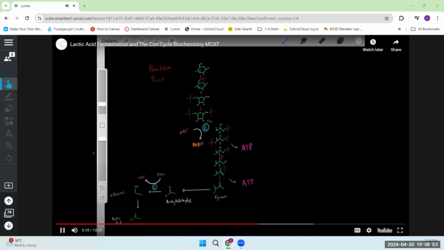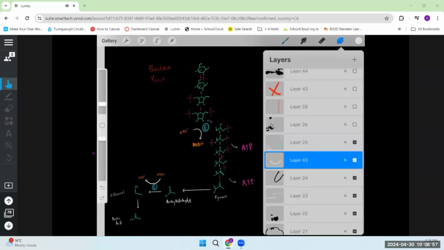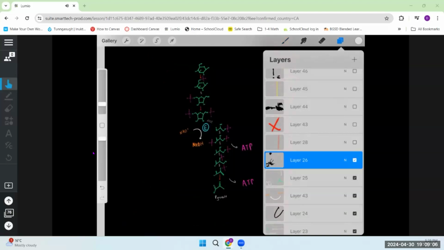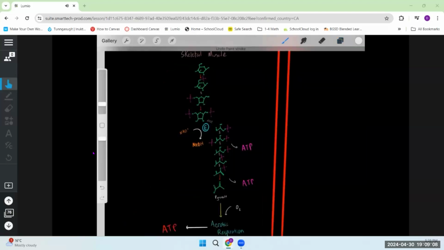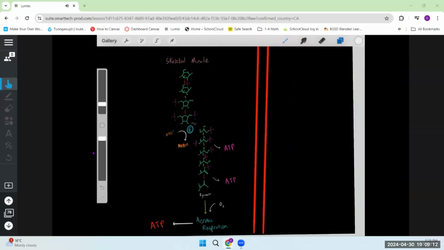And again, other types of bacteria can do other types of fermentation to produce other products. But the point is, if any cell is doing high amounts of glycolysis, they're using up all their NAD pluses. So therefore, they have to do some type of fermentation to reform those NAD pluses. So again, now let's talk about humans.